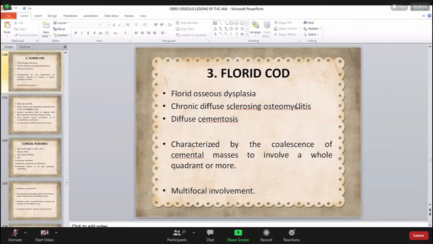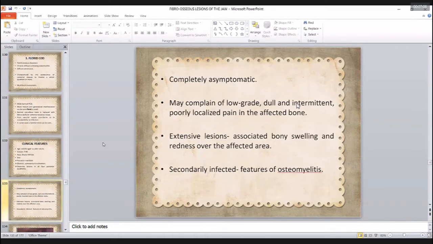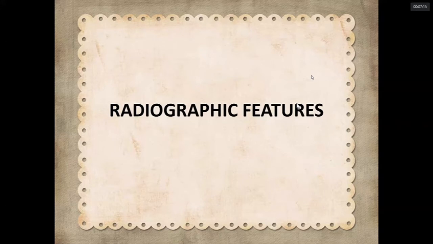Okay, so we'll start with our class today. We were doing fibro-osseous lesions. In that, we had already finished periapical cemento-osseous dysplasia and the focal variant of the same. So we were doing the florid type. In the florid type also, I guess we had finished the clinical features. So we'll be starting with the radiographic features of florid cemento-osseous dysplasia today.